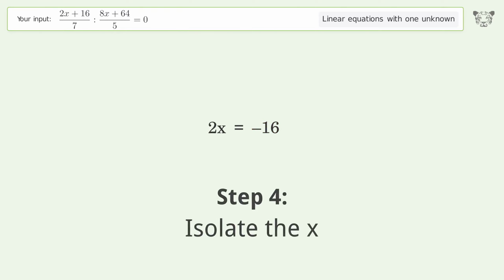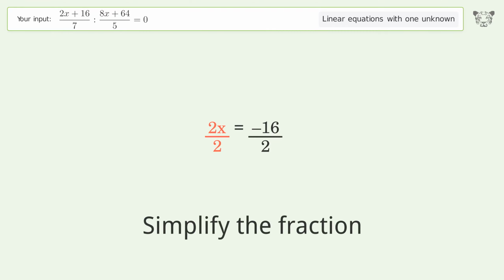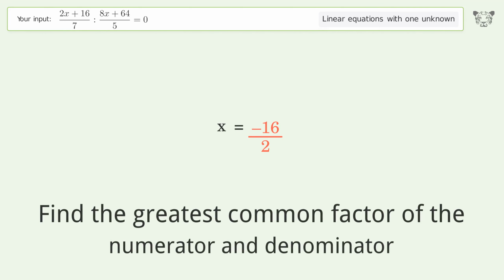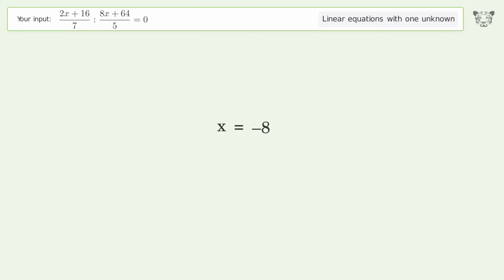Isolate the x. Divide both sides by 2. Simplify the fraction. Find the greatest common factor of the numerator and denominator. Factor out and cancel the greatest common factor. And so the final result is x equals -8.